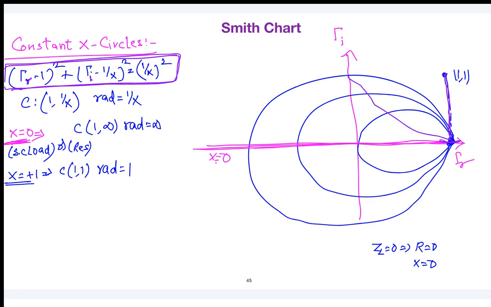It is going to make a complete rotation. I don't want to bother about that, because my point of interest is the portion where it intersects with the R circles. When you go outside, it doesn't matter; you can leave that part. So the circle goes like this and reaches back to the same point. This is called X equal to plus 1. Can you tell me what about X equal to minus 1? Is X equal to minus 1 possible for different loads?